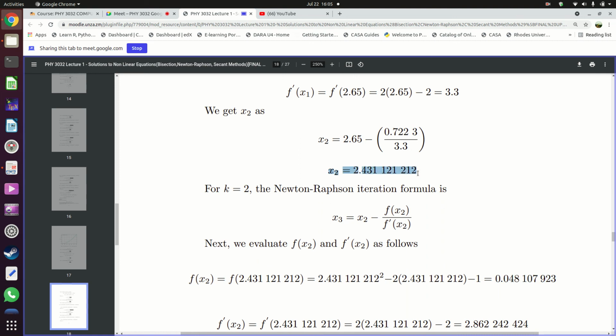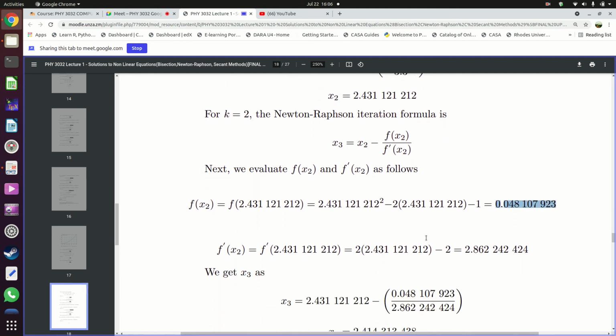So we move on to another iteration. We work out for k equals 2. For k equals 2, our Newton-Raphson method becomes x3 equals x2 minus f of x2 divided by the derivative of the function at x2. So this is our value of the function at x2, that's what we have here, 0.048107.